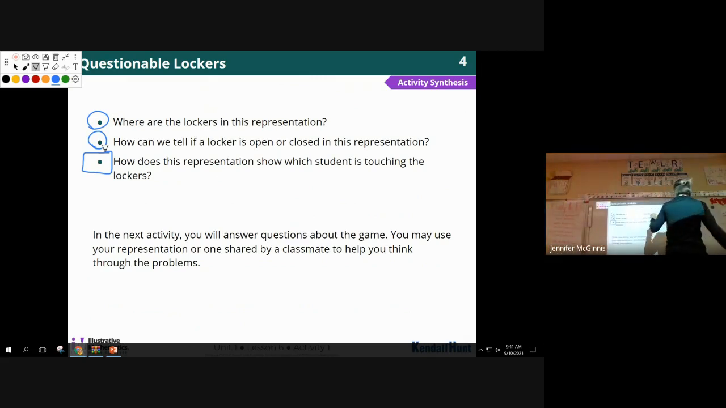Think about that. Let's focus on this piece right here. We seem to be good in this area and this area. Get this sorted out on your paper. Get this part sorted out. How does your representation keep track of which student is touching the lockers? I saw one person that has that figured out. Yeah, see? Don't waste time.